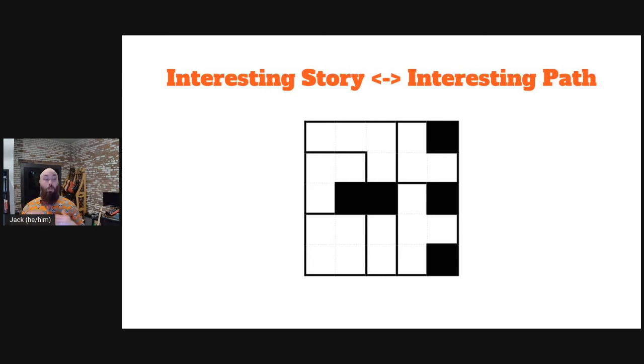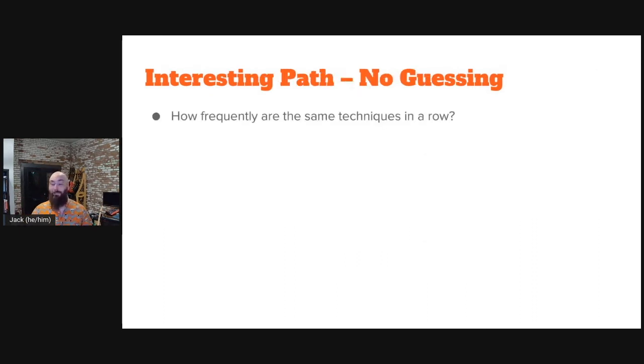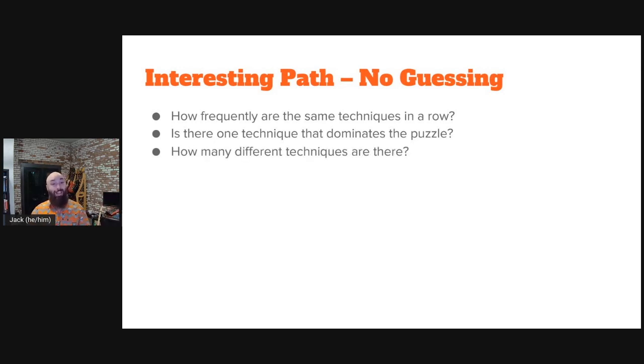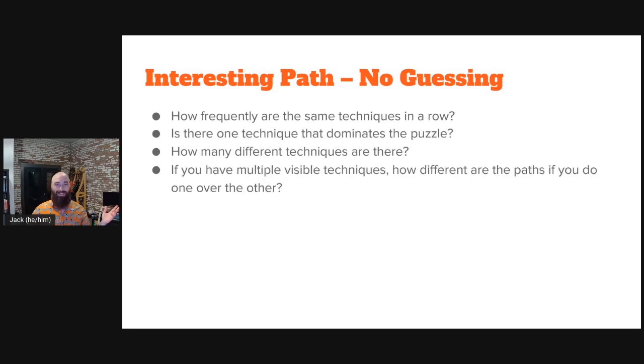For puzzles, we think of this interesting story kind of like an interesting path, right? An interesting path for a game that involves no guessing, like Sudoku, would be how frequently, given different seeds for the solver, are the same techniques in a row? Like, how often do you just have hidden single, hidden single, hidden single, hidden single? Is there one technique that dominates the puzzle? Is it all mostly one technique, or is there a good variety? How many different techniques are there? If you have multiple visible techniques, how different are the paths if you choose one or the other?